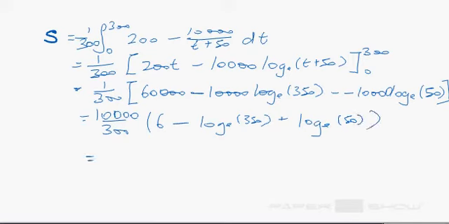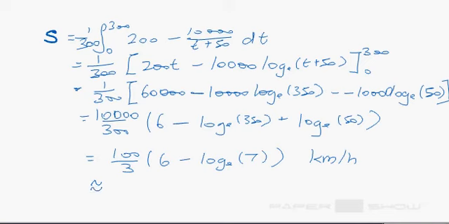Simplify that a bit further and you get 100 over 3 times 6 minus log to the base e 7, combining the two logs using some log laws. So 7 is 350 divided by 50. And that's an exact answer. The speed is in kilometers an hour. If you wanted to quickly check what the speed is, put that into your calculator and you'll get 135.14 kilometers per hour.